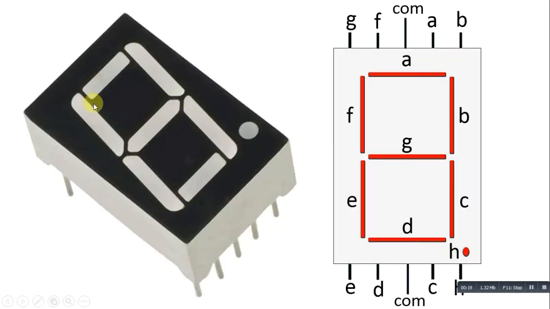It has 10 pins and 8 LEDs. You can see A, B, C, D, E, F, G and H, the 8 LEDs here, and 8 pins for gluing these 8 LEDs. Now these 2 pins are for common. It means either we have to ground both pins or provide high voltage, and this will depend on what type of SSD we are using.